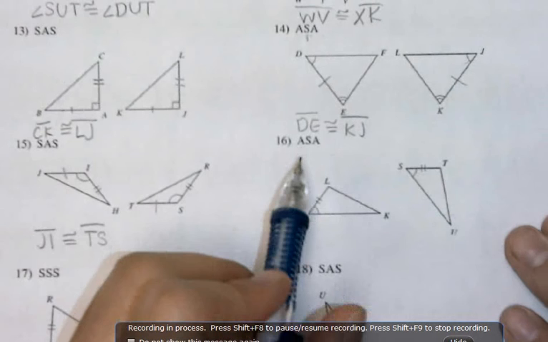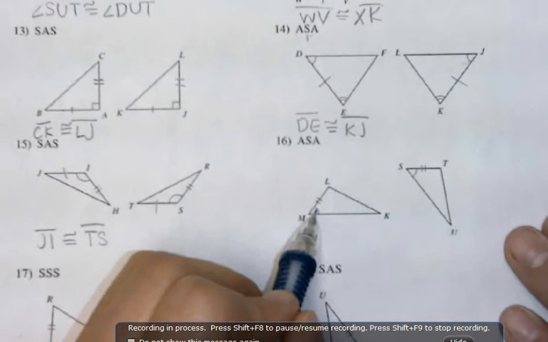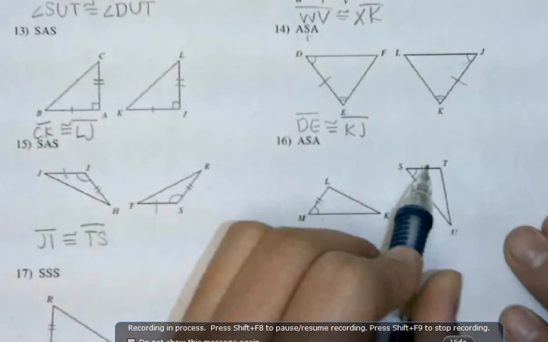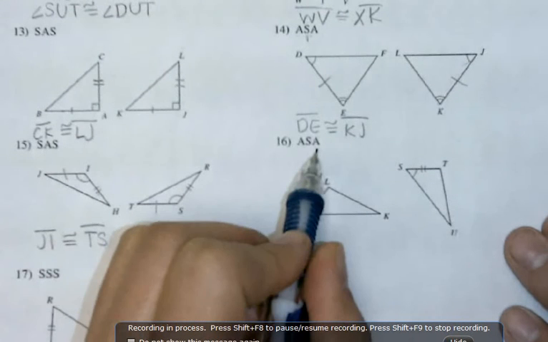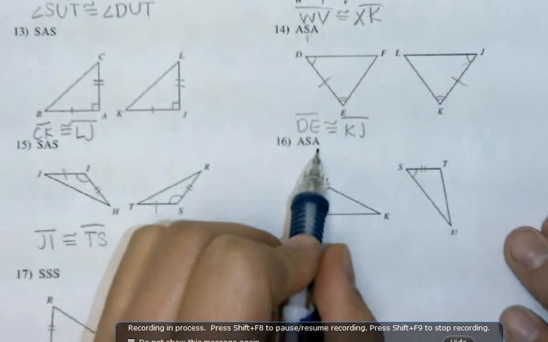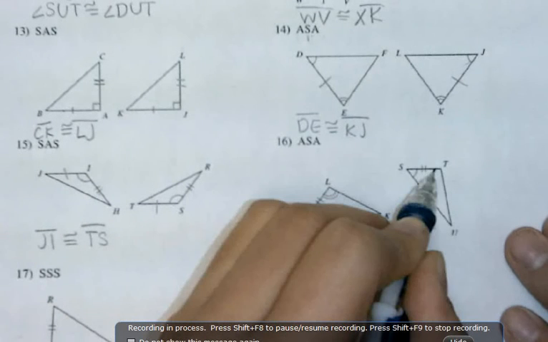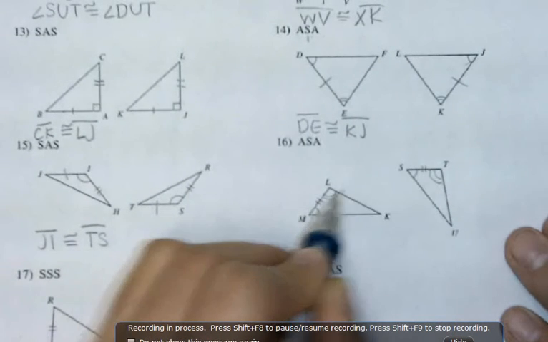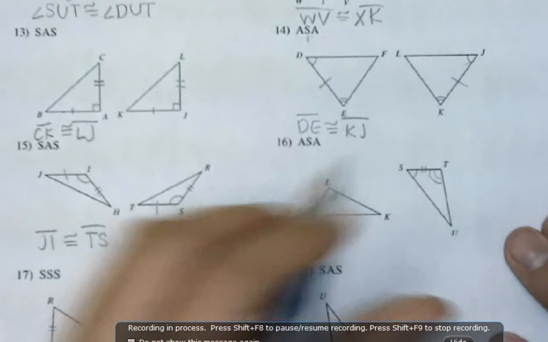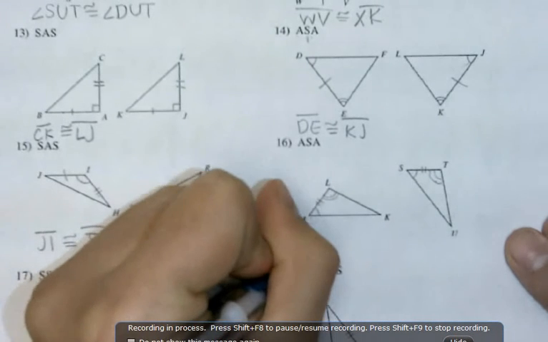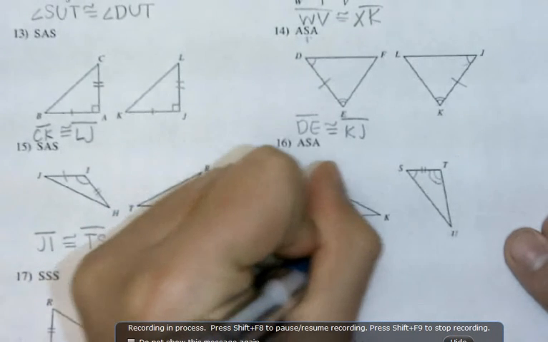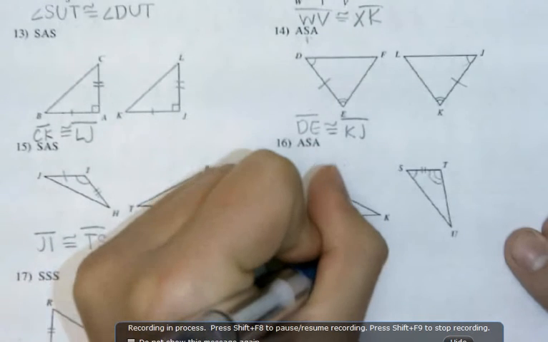For ASA, I have my two congruent angles and my two congruent sides. So my next angle that I'm going to want to use is going to be this angle here. So I have ASA, ASA. So I want to show that angle L is congruent to angle T. Alright.